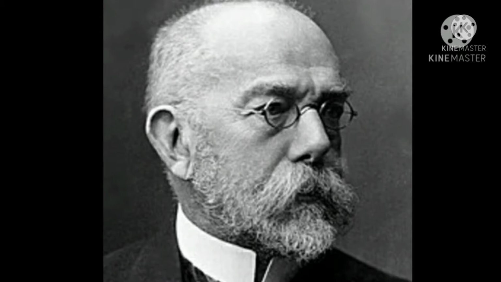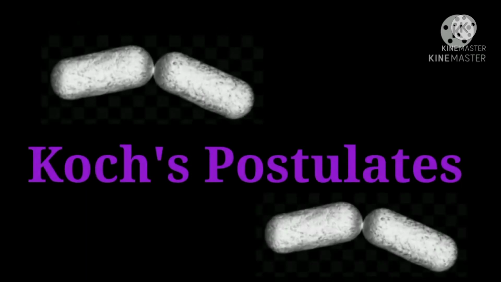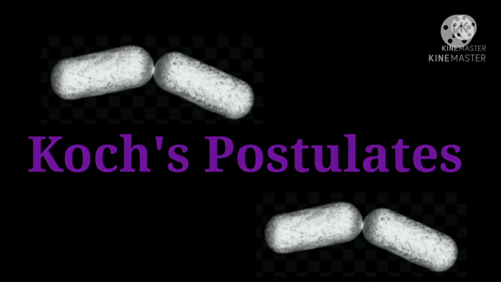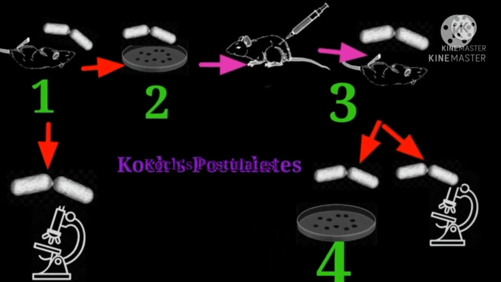Koch determined guidelines to prove that a disease is caused by a specific organism. These four basic criteria are called Koch's postulates. According to these, a microorganism can be accepted as the causative agent of an infectious disease only if the following conditions are satisfied.